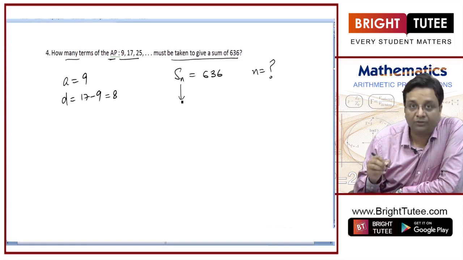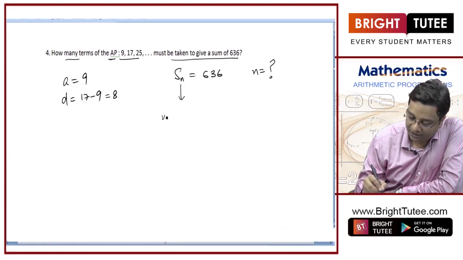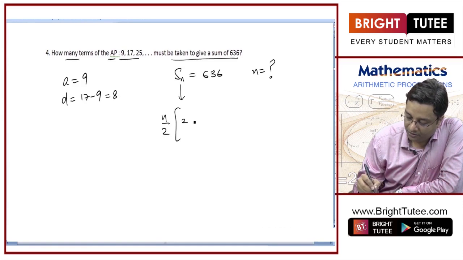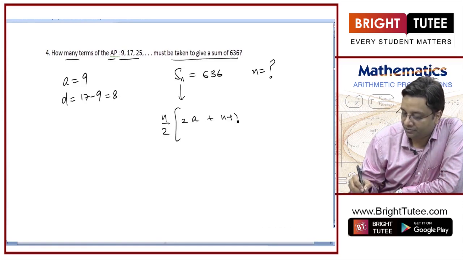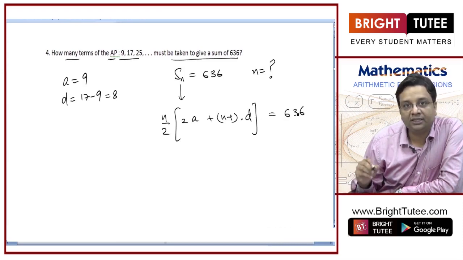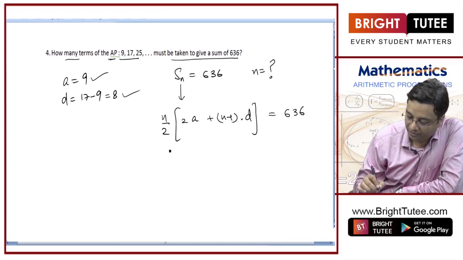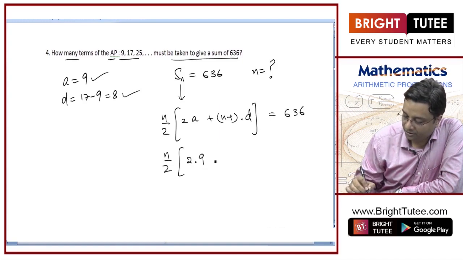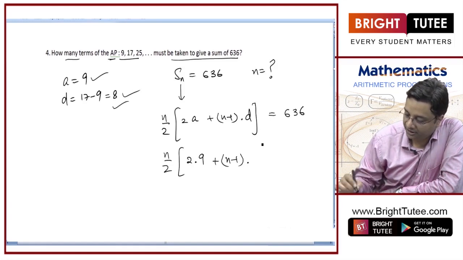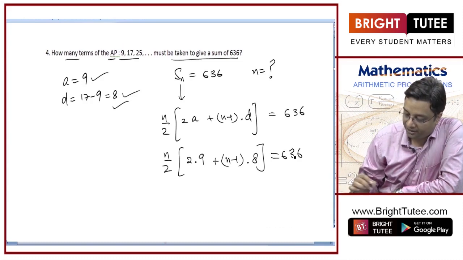Let's put it in the formula of Sn. What was the formula of Sn? n by 2 (twice of a plus (n minus 1) into common difference d). It is equal to 636, right? So let's put a equal to 9 and d equal to 8. n by 2 (twice of 9 plus (n minus 1) into what is d? It is 8). It is equal to 636, right?